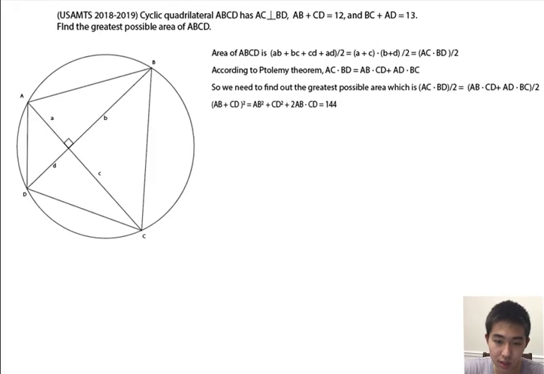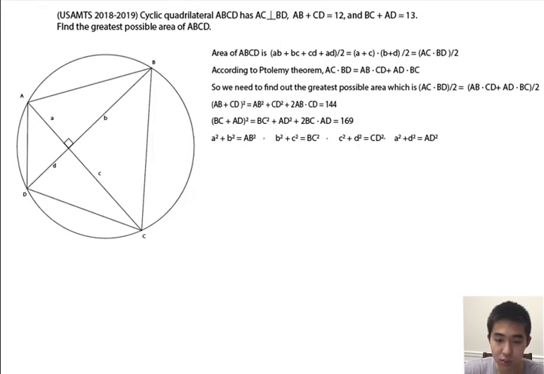So notice that if we expand out the square, then we have AB squared plus CD squared plus 2 times AB times CD is equal to 144. And similarly, we have an equation for BC and AD. And now, by the Pythagorean theorem, we have each of these four relations. So a squared plus b squared is AB squared, and so on.